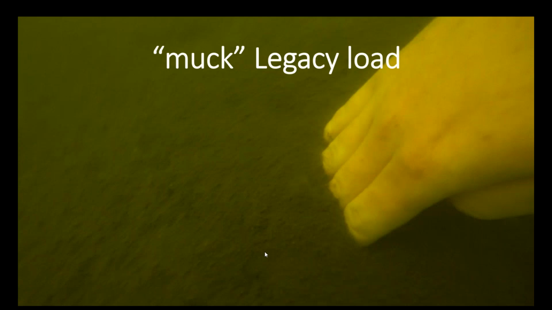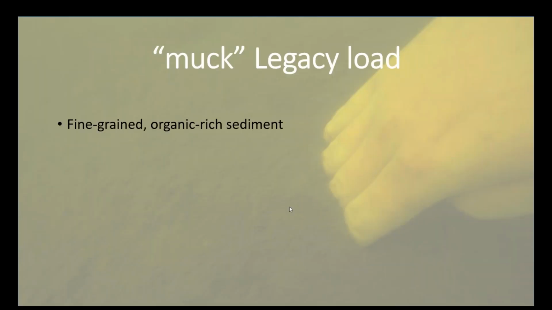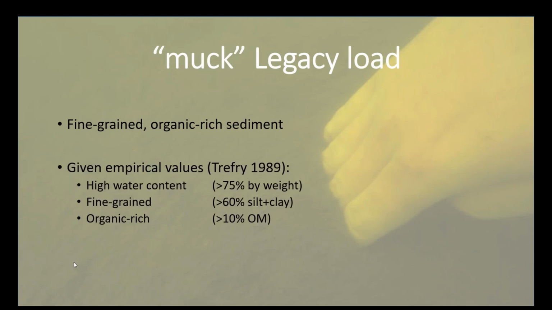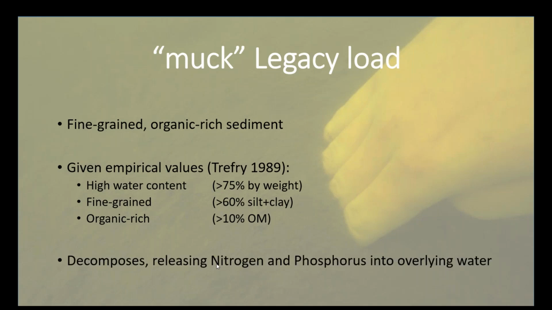And so this muck, this is a picture of muck in the background. I put my hand in it to give you some contrast. Otherwise, it just kind of looks like an ugly background. But there's nothing living in this material other than some bacteria, right? And so this muck does a few bad things, right? It's composed of fine-grained organic rich sediment. The given empirical values, this is from Trefry 1989, has a very high water content. It's fine-grained, 60% silt and clay, and it's organic rich, greater than 10% organic matter. And this decomposes, releasing nitrogen and phosphorus into overlying water.